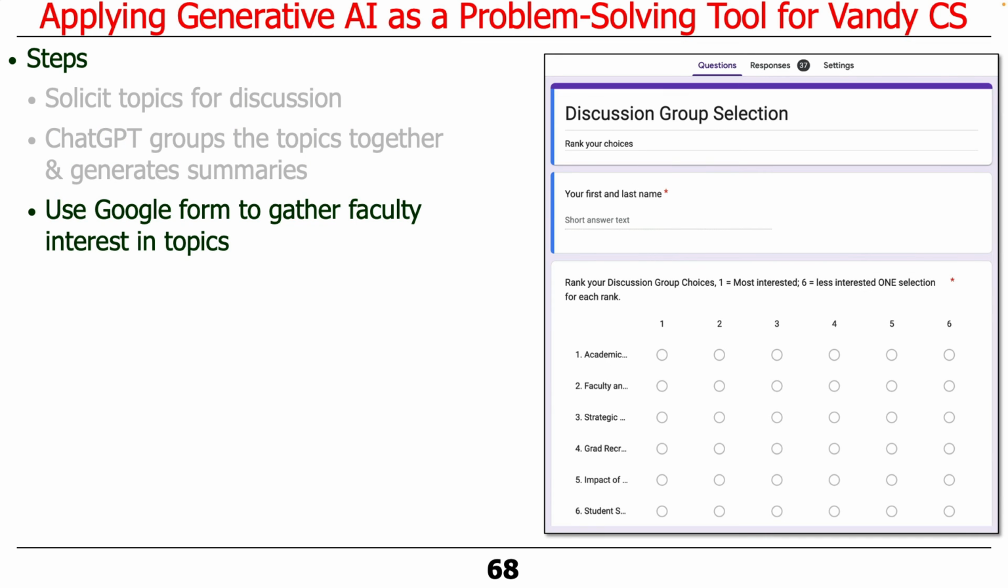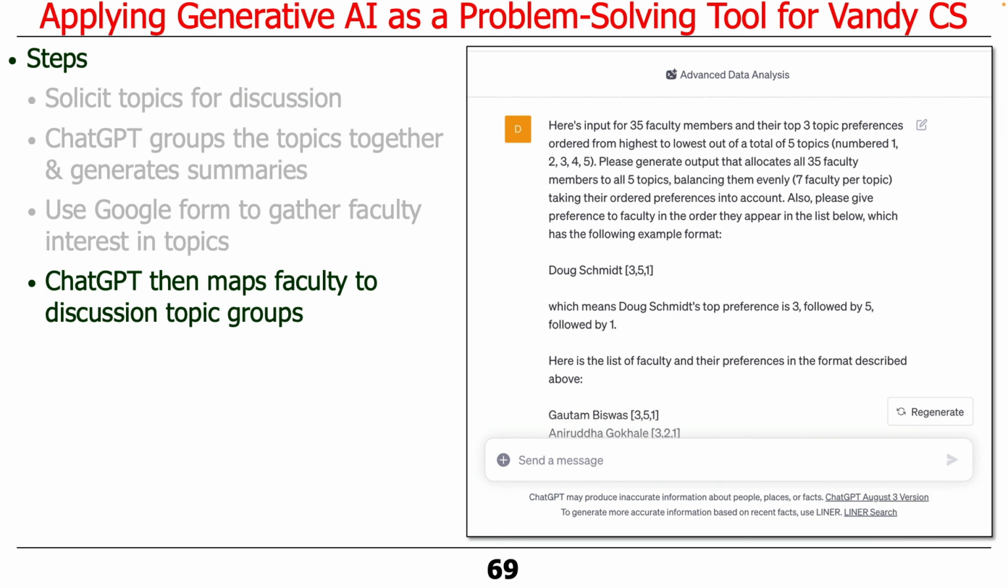Then we sent those topic groupings to the faculty and said, please fill out a Google form indicating which of these different topics you want to be part of, and rank them from 1 to 6. So then we ended up with a bunch of preferences. And what we then did was we used ChatGPT to map the faculty and their preferences to discussion topic groups. So this is pretty much what it looked like.